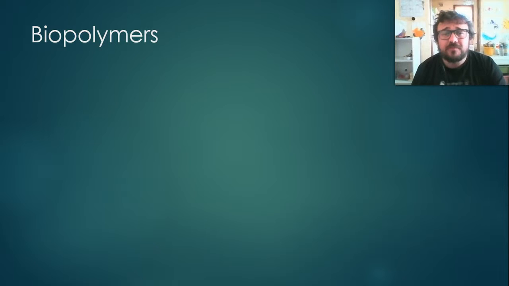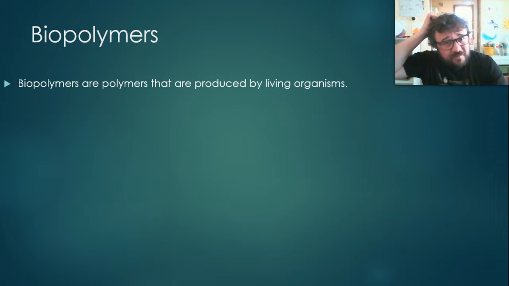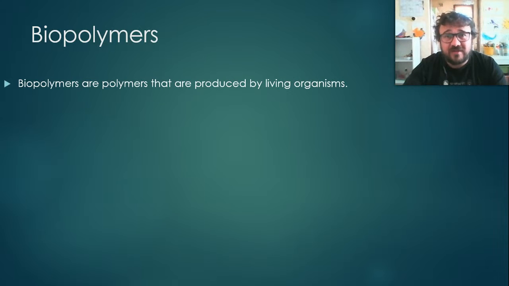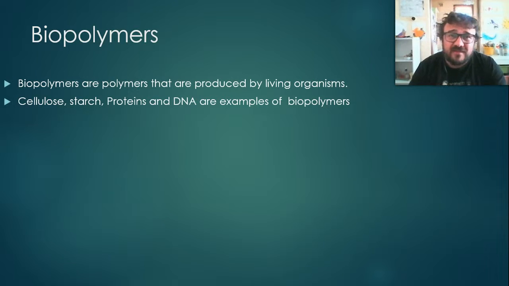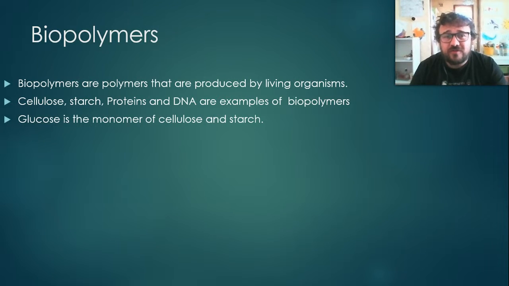Alright, so biopolymers. These are basically polymers that are produced by anything that's alive, and you are essentially made up of mostly biopolymers. Cellulose, starch, DNA, proteins, these are examples of biopolymers that we should be relatively used to by now. Glucose is the monomer of cellulose and starch. Now, we'll get into what glucose is in a minute. And yeah, cellulose and starch, cellulose is the one we're going to look at today.